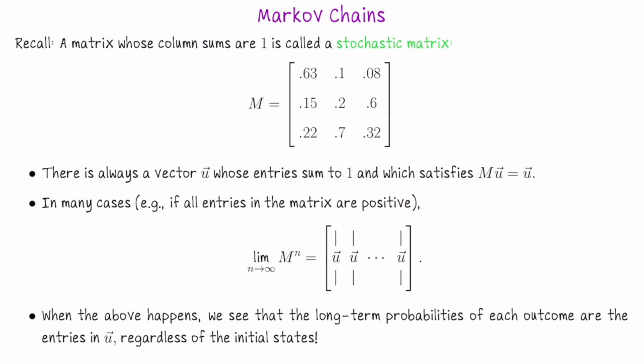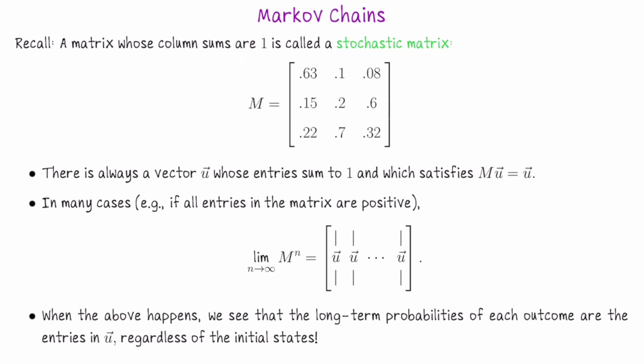In this lecture, we're going to look at how to use transition matrices to solve problems involving Markov chains. We'll talk about what a Markov chain is in a minute, but first let's recap some of the facts we've seen about stochastic matrices. The definition of a stochastic matrix is that if you add up the column sums, they all sum to 1.